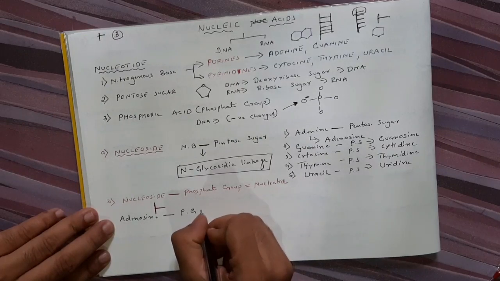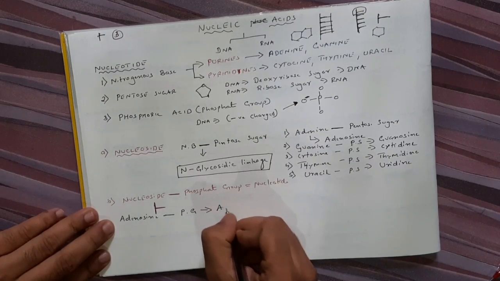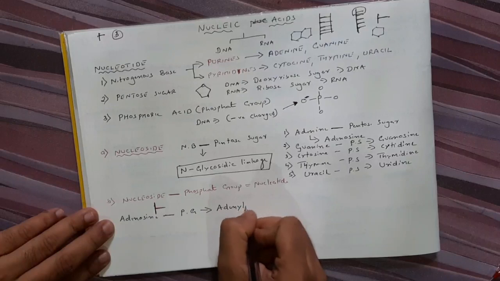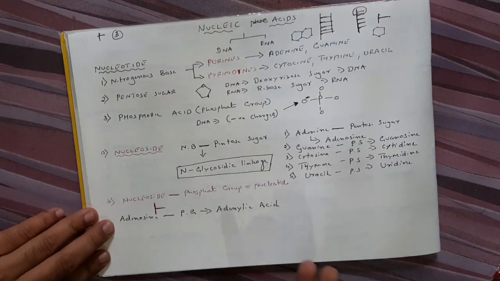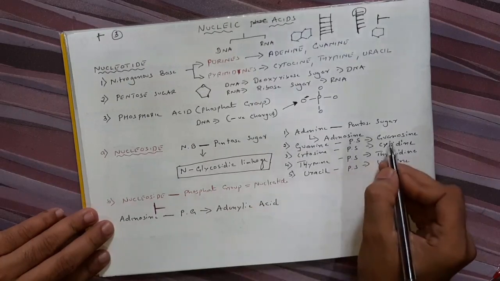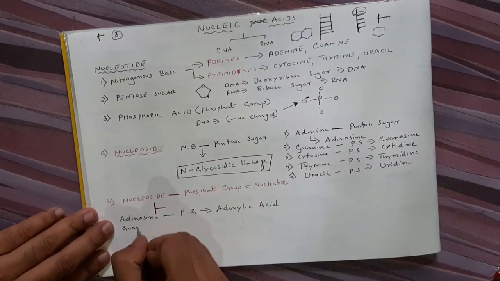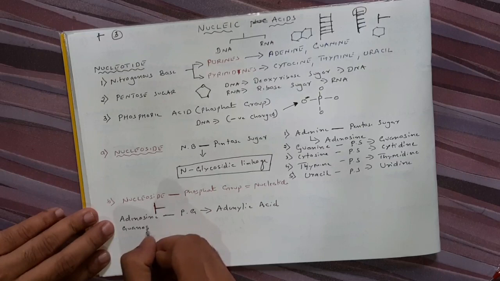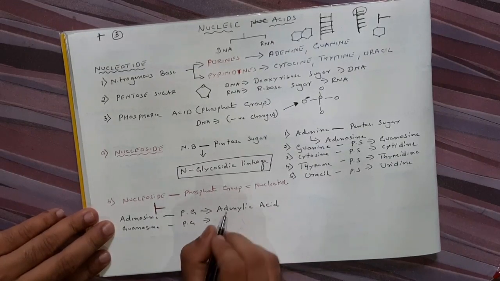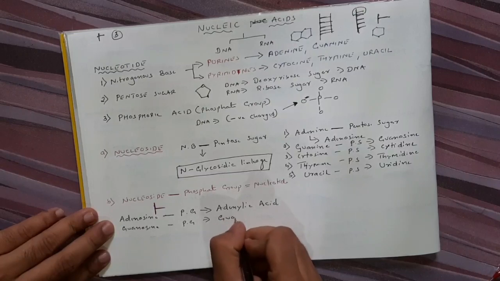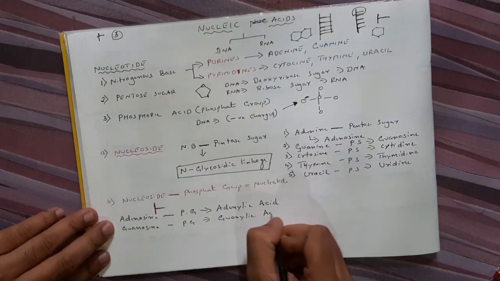Okay, so what do you call that? You call it adenylic acid. See, now it has become an acid, adenylic acid. Okay, so we go to the next one, when another nucleoside, guanosine, links to a phosphate group, and you call it guanylic acid.